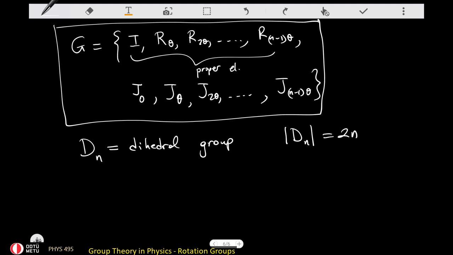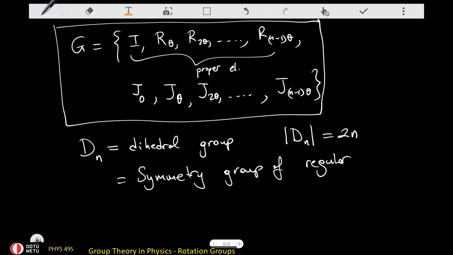So we can also describe what the reflection planes are, but probably the best way to describe that group is as the symmetric group of a regular n-gon. So symmetric group of regular n-gon. The shape itself says something about the group. So I'll start with this D3. D3 is the symmetric group of a triangle.